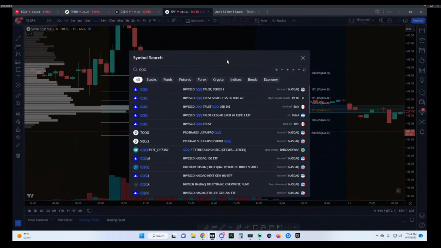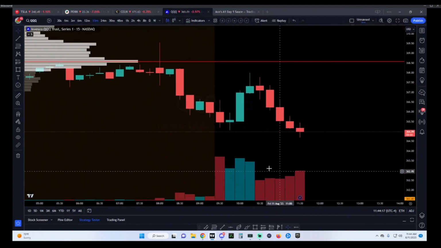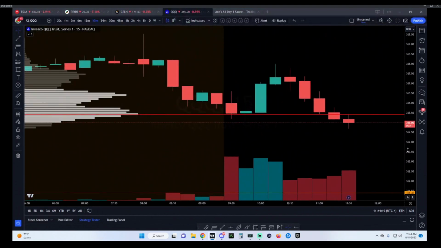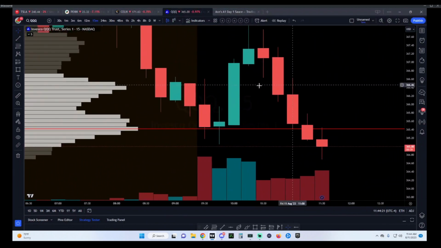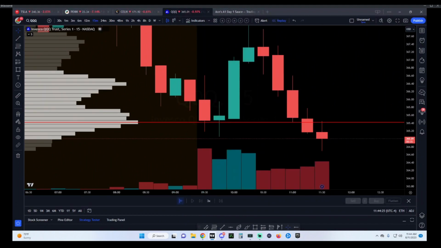Let's pretend we were in QQQ today, a live trade. It's today's session. How can we actually play this out and make profit? I've already seen it.